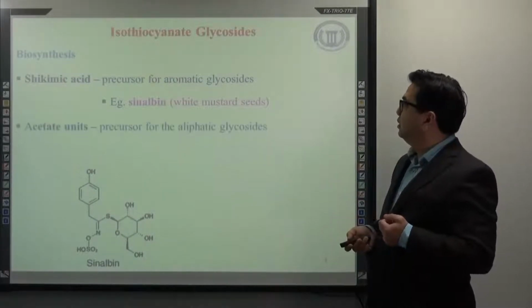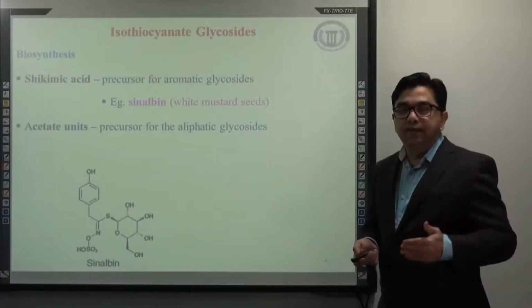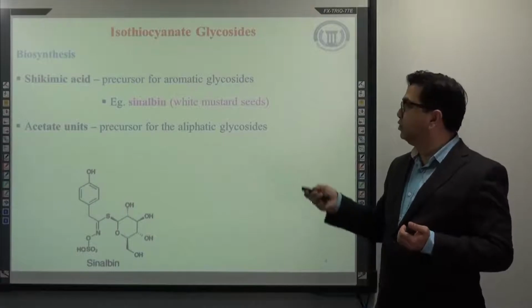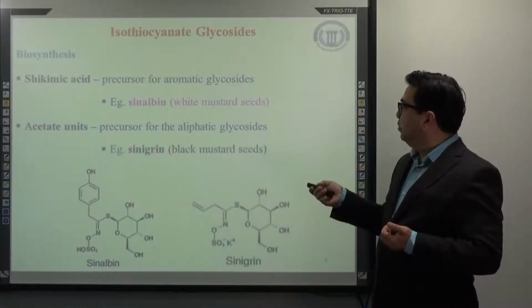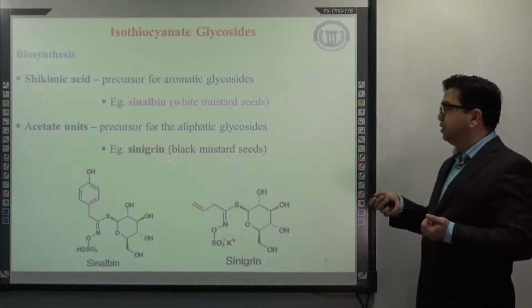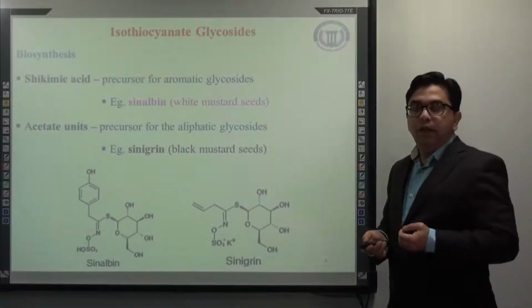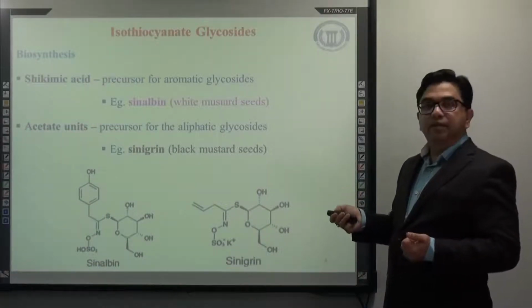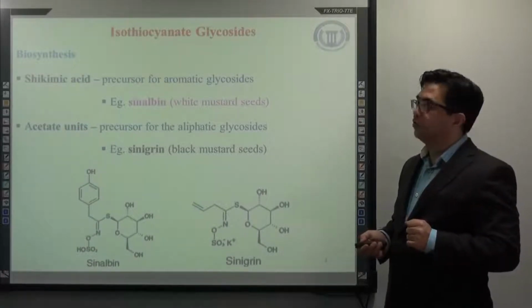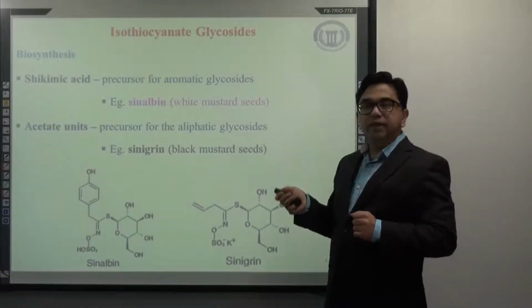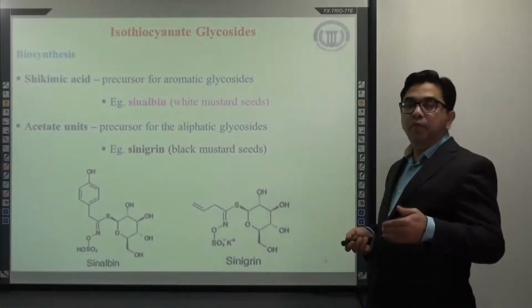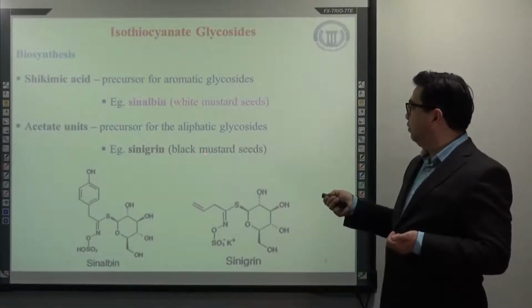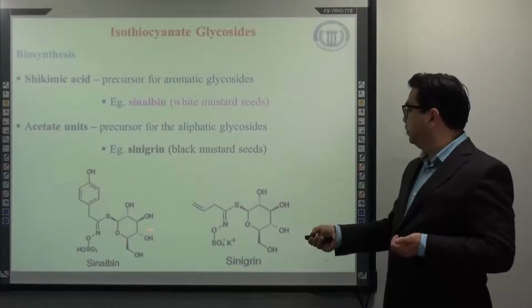The second route is derived from acetate units, which act as a precursor for the synthesis of aliphatic glycoside. So look at the difference. The example here is sinigrin, which is mainly available in black mustard seeds. The acetate units act as a precursor for aliphatic isothiocyanate glycoside, whereas shikimic acid acts as a precursor for the biosynthesis of aromatic glycoside like sinalbin. That is the difference between sinalbin and sinigrin.